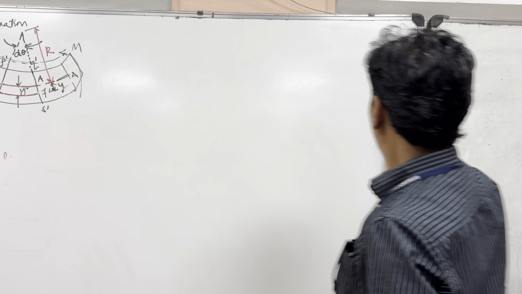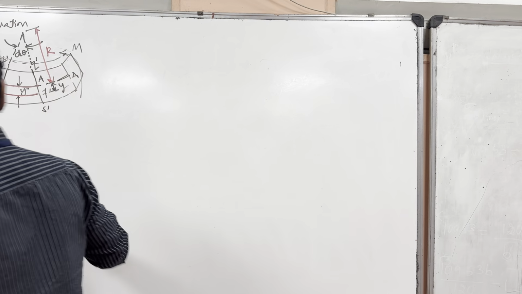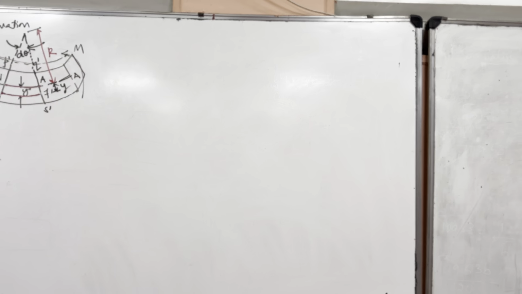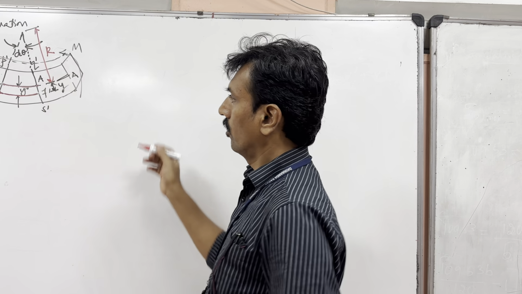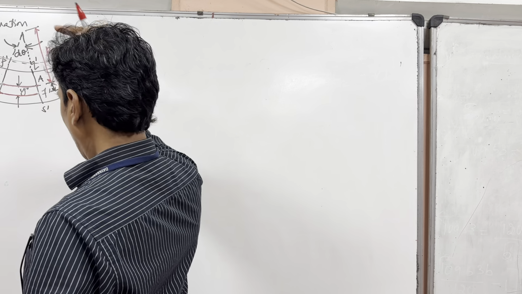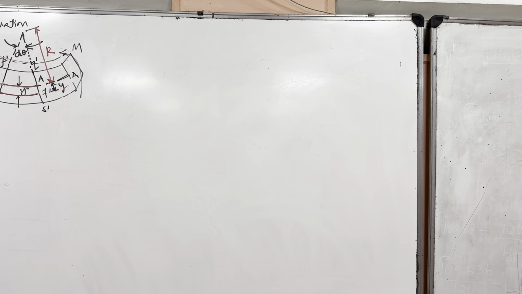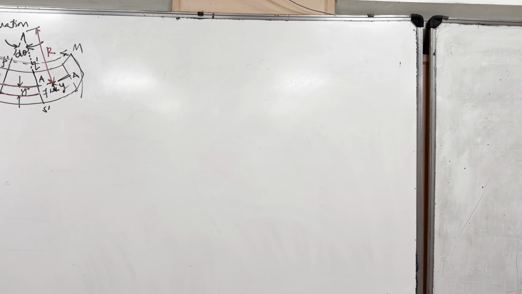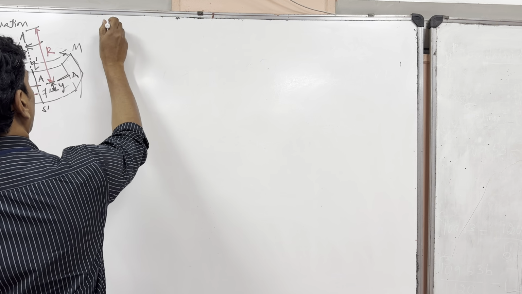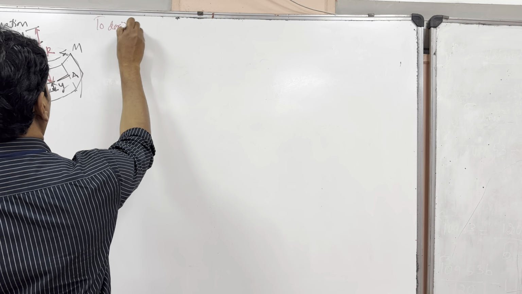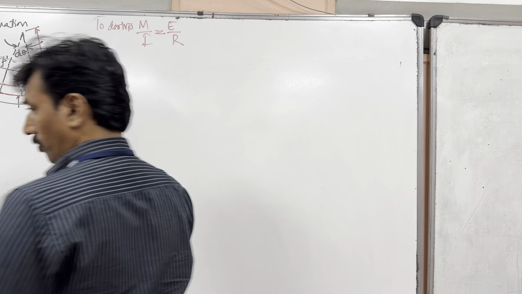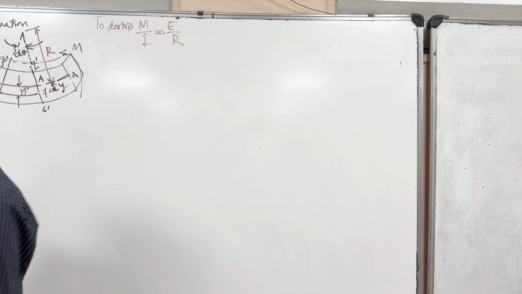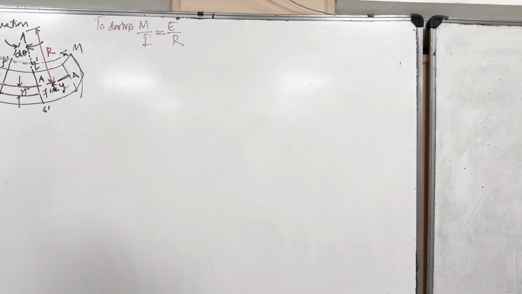Okay. Now we'll try to derive the second part of the equation. That is M by I. So the second part of the equation we are trying to derive is M by I is equal to E by R.